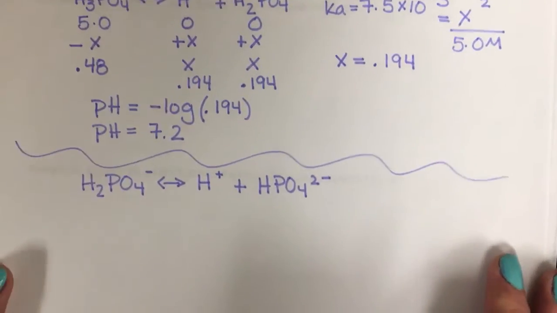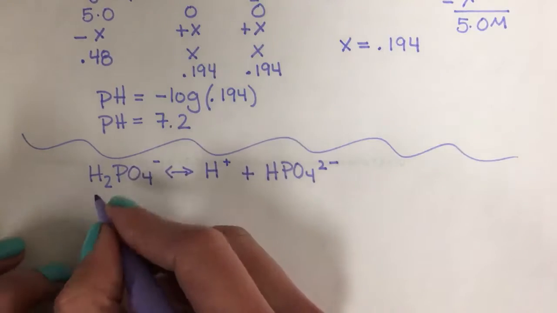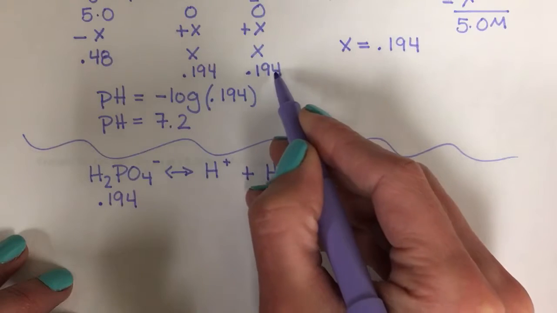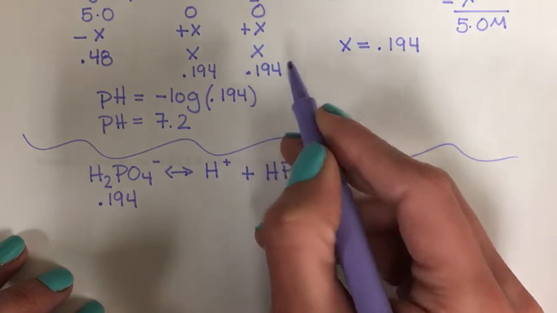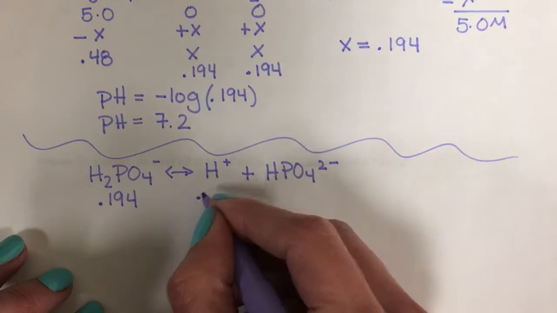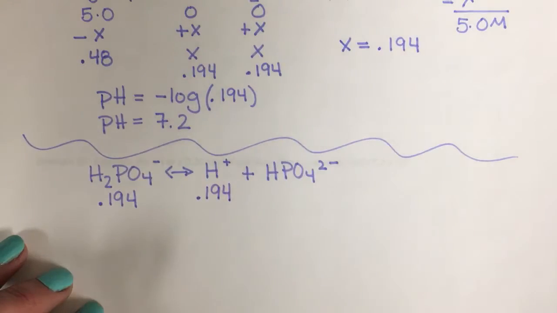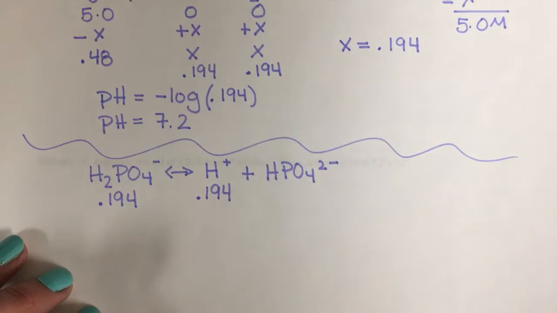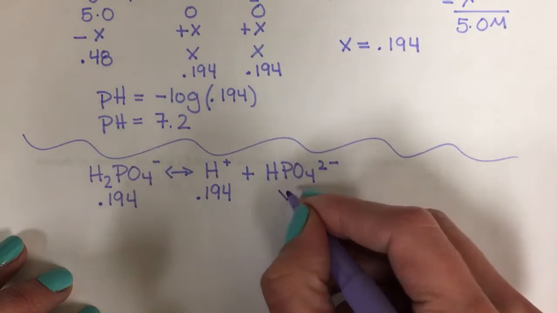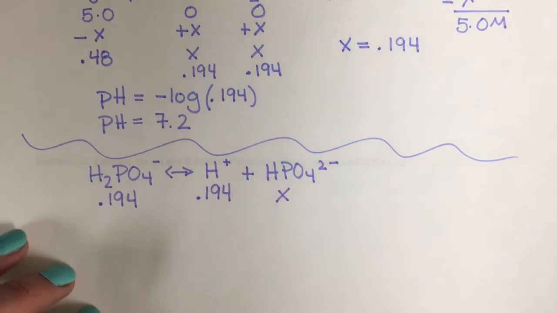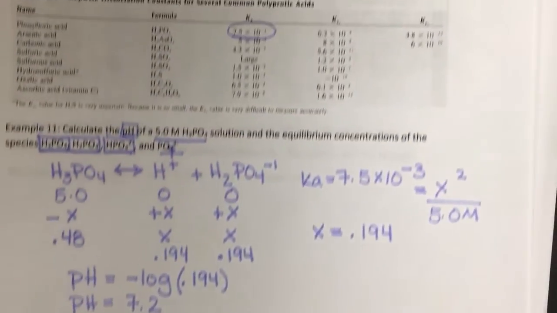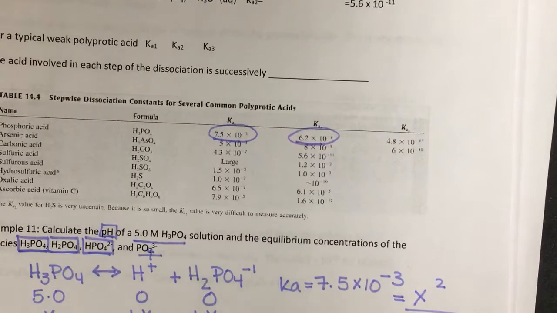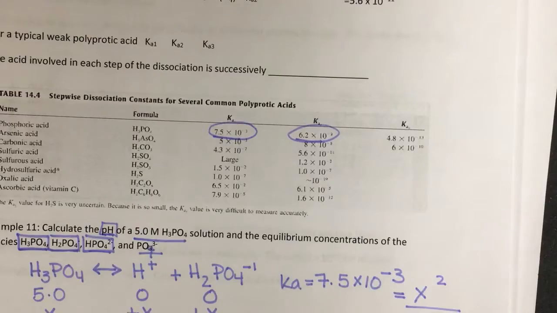Okay? Now, initially, I've got 0.194 of this. I got that from the calculation above. Initially, I've got 0.194 of this. I want to find out about this, okay? So that I don't know. Now, if I look at my table, I'm going to look at my Ka2 because this is the second H coming off.